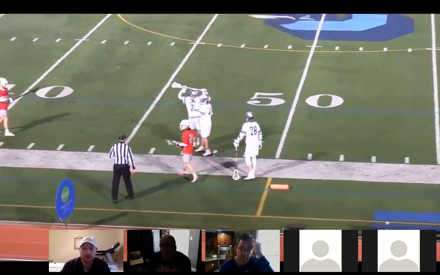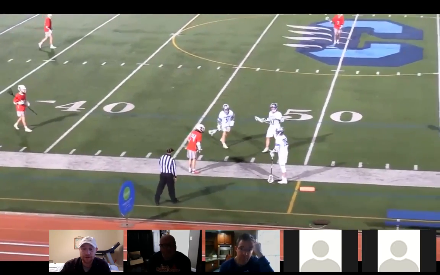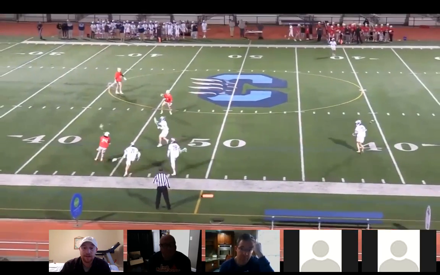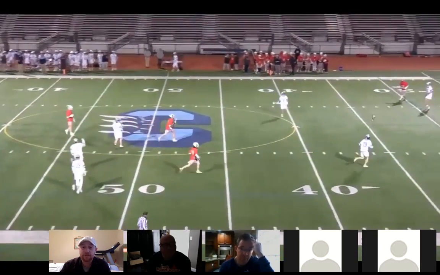You can see red has the ball. 3 white players are right there. Blew the whistle. That's a flag down, delay of game.